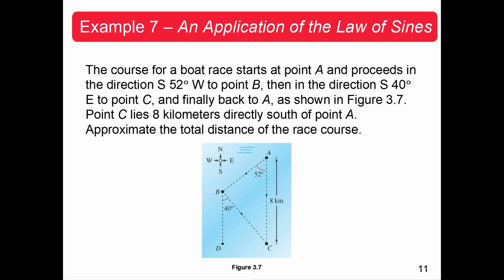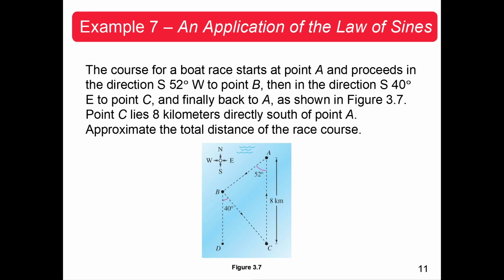They've given us a little bit of information, which is that point C lies 8 kilometers directly south of point A. Now we're going to talk a little bit about this because we haven't actually discussed as much how compass directions relate to angles. In this case, if you take a look at the diagram, it can help you out a lot.